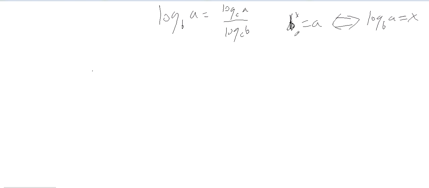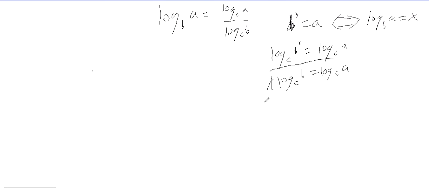Anyway, now let's take this again. We can actually take the log base something. It can be anything, and that's the point of this. We can take the log base something of each side. So that's the log base c of b to the x equals the log base c of a. Now, using that power rule, we can move this x up here. So that gets us x times log base c of b equals log base c of a.